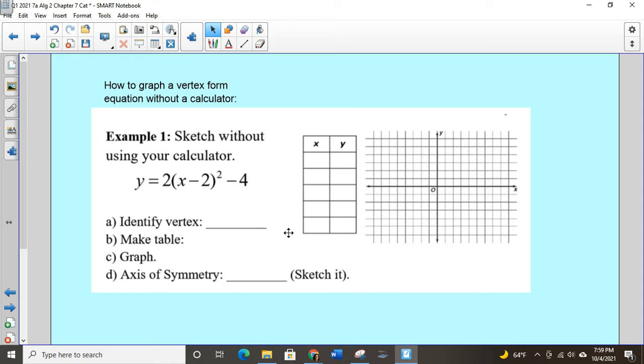So your first step is to identify the vertex. And remember that the vertex we refer to as H and K. H is the X variable and K is the Y.